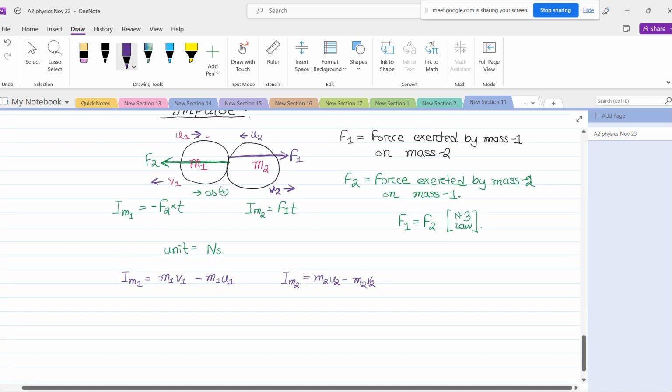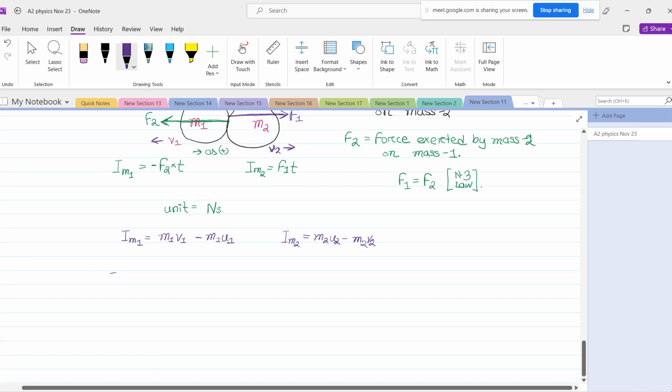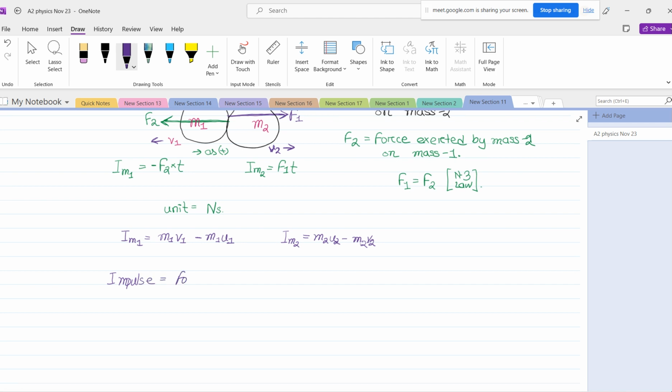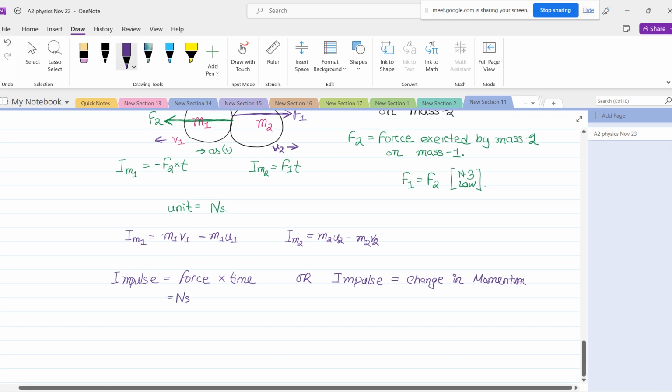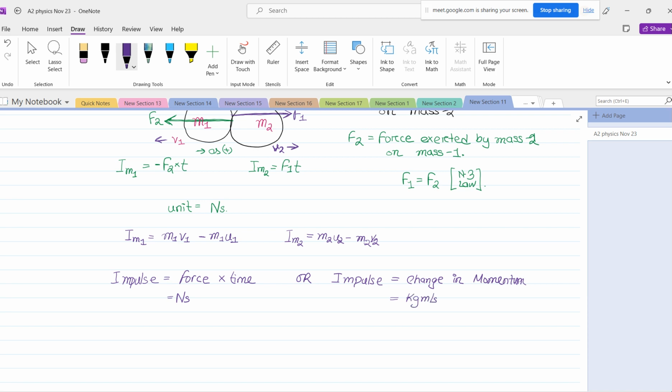So you can calculate impulse using change in momentum or force into time. So the two equations for impulse are: force into time, or change in momentum, right? And the unit for this one would be Newton second, and the unit for this one would be kg meters per second.